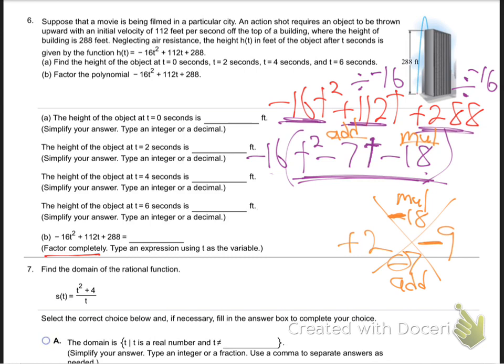So 2 and minus 9, so that's minus 16 times t plus 2, t minus 9. There we go. That's what they want. Remember all that? A little review of factoring there, and a hard one. Like that. Good.